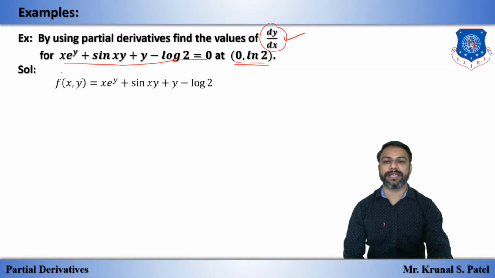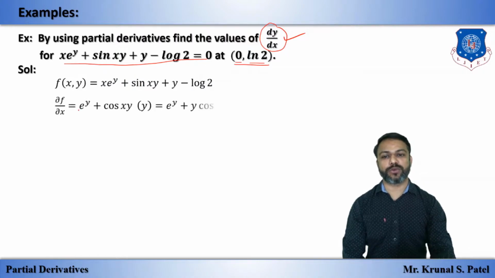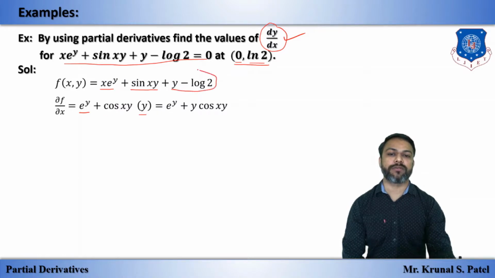Let f of x y be x e raised to y plus sine of xy plus y minus ln2. Differentiating with respect to x, differentiation of x into e raised to y is e raised to y, because differentiation of x is 1, differentiation of sine xy is cos xy into y, and differentiation of y and ln2 will be 0. So we have this answer.